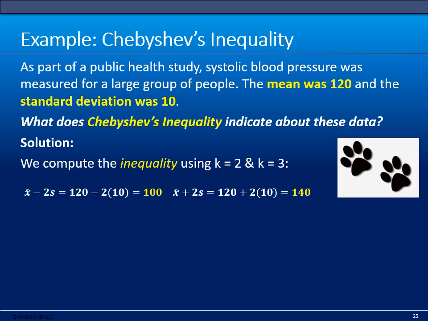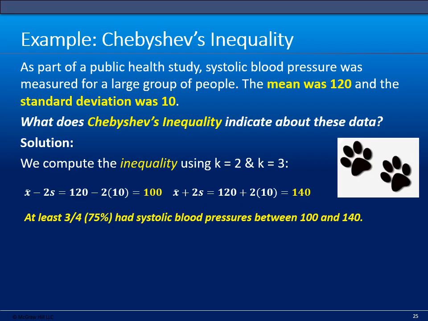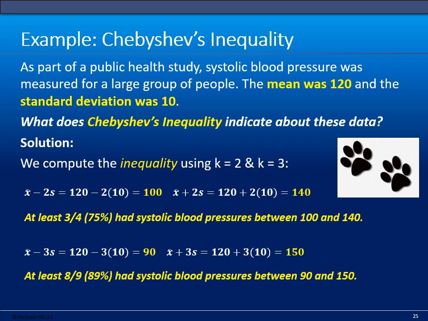And we know 1 minus 1 over k squared, that was 1 minus 1/4, is 3/4 of the data. If we make k equal 3, remember this is 8/9 of the data, and again we have 120 plus 3 times 10, or 30, 120 plus 30, 120 minus 30, so 8/9 of the data is between 90 and 150, or 89%. Okay.